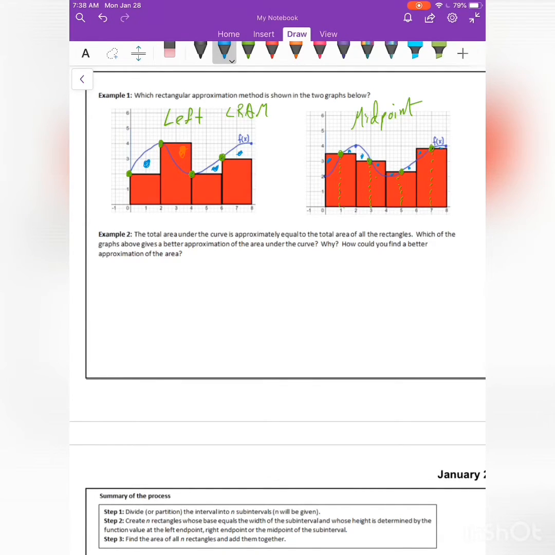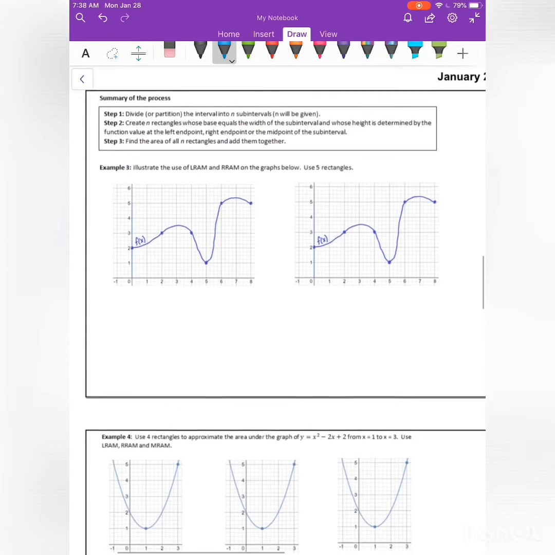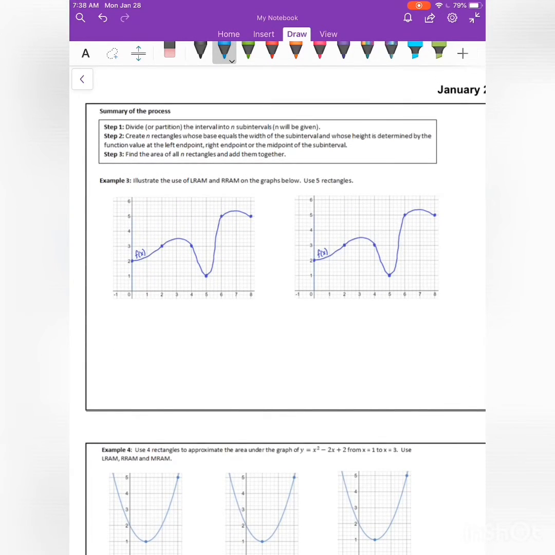How can I make this have less error? So be thinking about that, and that'll be something that we talk about next time. So here is the idea.